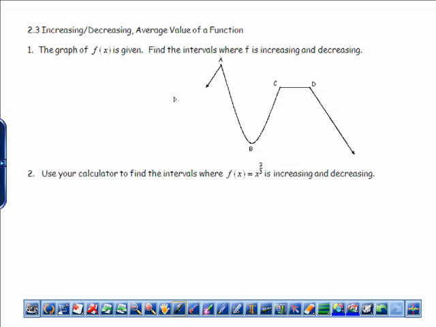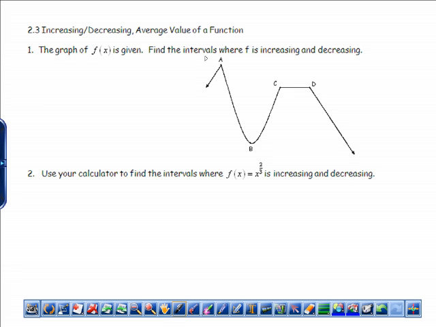Okay, so this is talking about increasing and decreasing an average value of a function. We've already talked about some ideas in this, and after party I've kind of been feeding it to you, exactly what you're supposed to be finding. So you have general ideas, but we're going to make it all come together in this lesson.